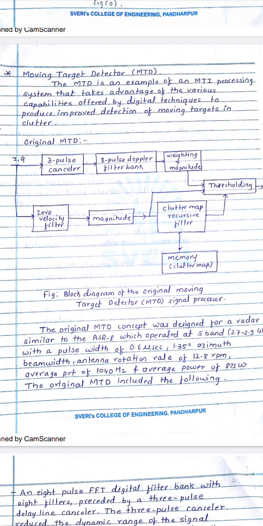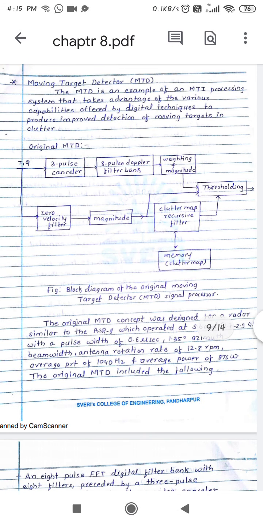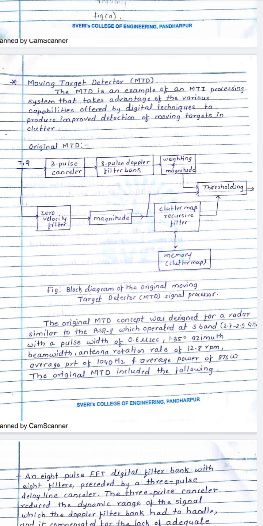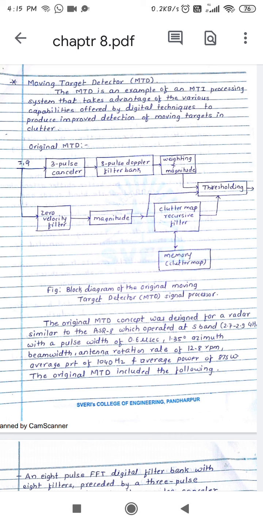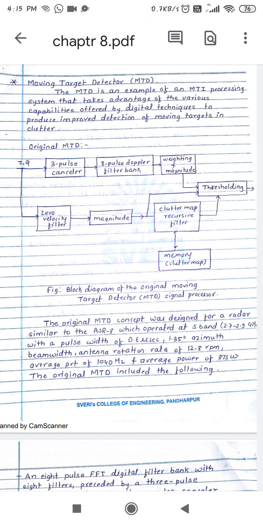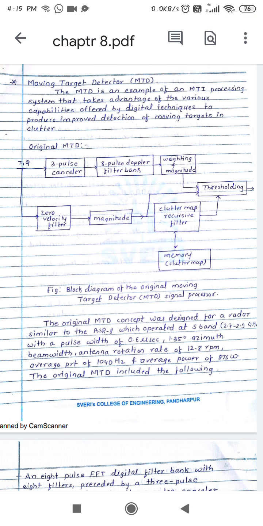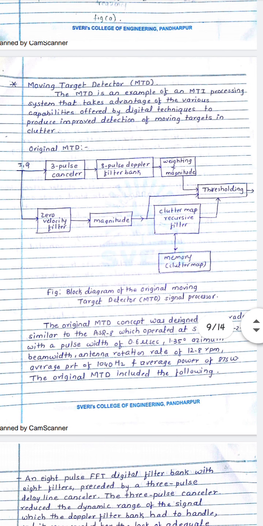The block diagram for the original MTD you can observe, which consists of a 3 pulse canceller, then an 8 pulse Doppler filter bank, weighting and magnitude, then a 0 velocity filter, magnitude, clutter map recursive filter, memory or clutter map, and the last block is thresholding.